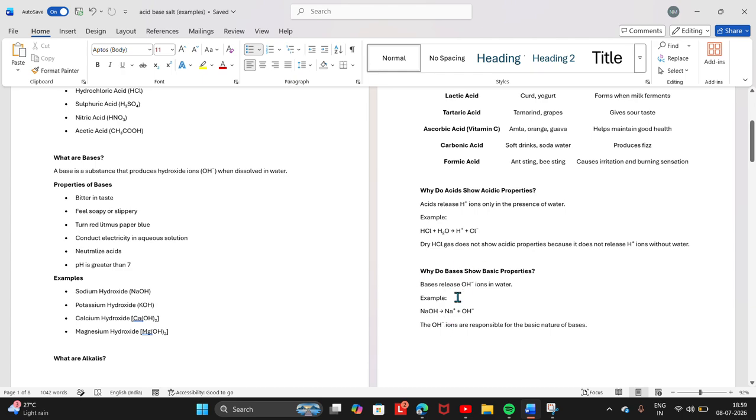Same for the bases. See here, NaOH, sodium hydroxide, is the base which gives Na plus and OH negative ions in water. So the OH negative ions are the reason behind the basic nature of the bases.